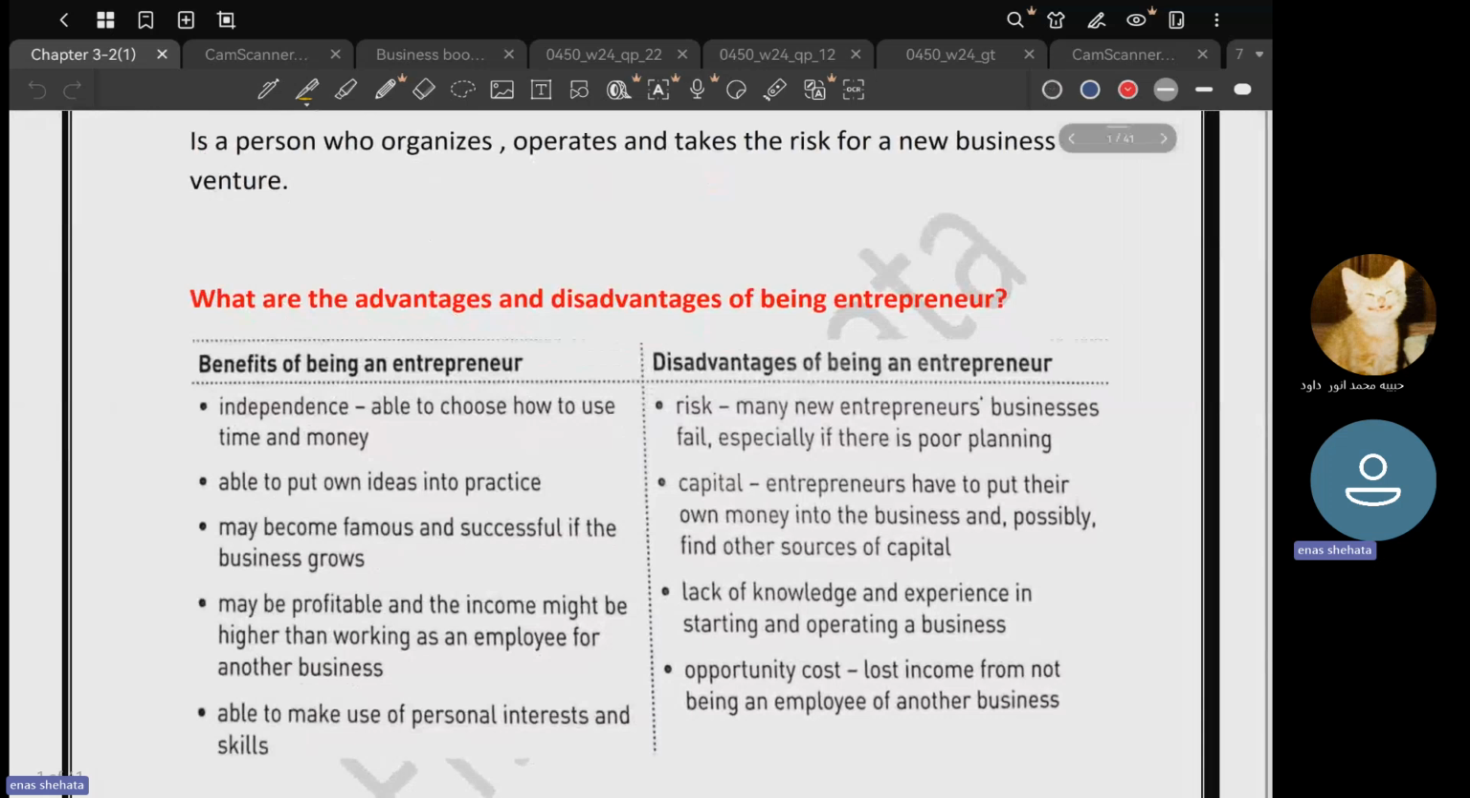Number one is the risk. What's the risk? The risk of losing your money. Do you guarantee 100% that you will be a successful entrepreneur? No. I may not have enough skills to be a successful entrepreneur. So I may make some poor planning because it's the first time to have a business. So you have a risk of losing your money.